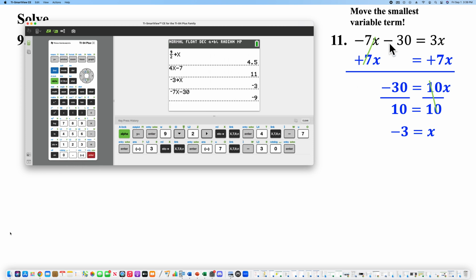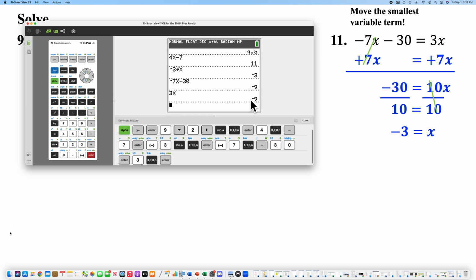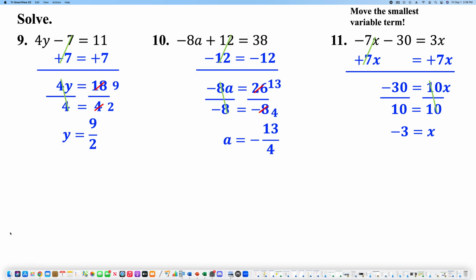Enter. That's this answer. Now I type in the right-hand side, 3x. And if this is going to be correct, both these numbers have to be the same. Since they are, I now know that this answer is correct. Everything is going well so far.